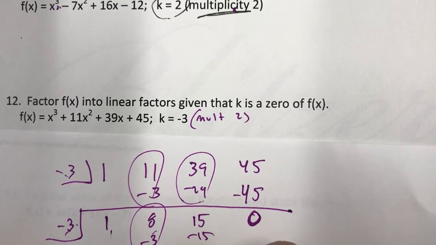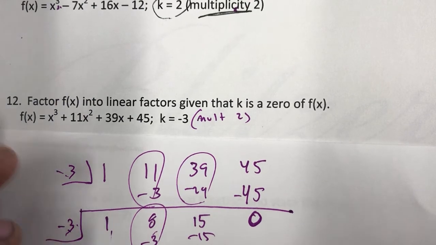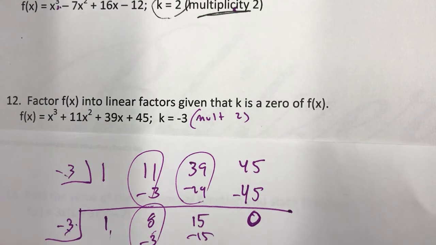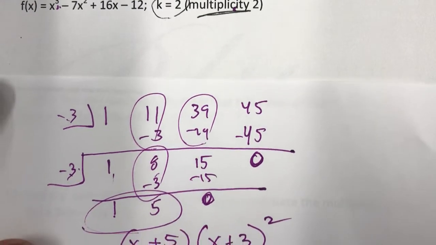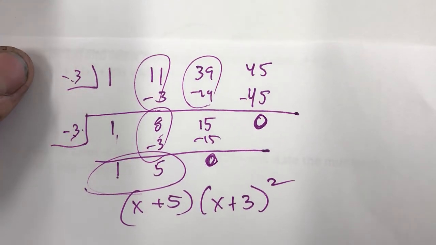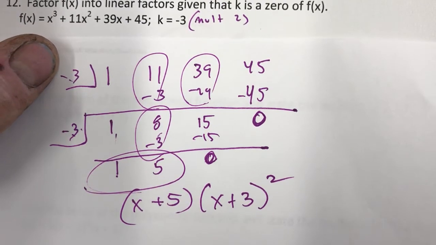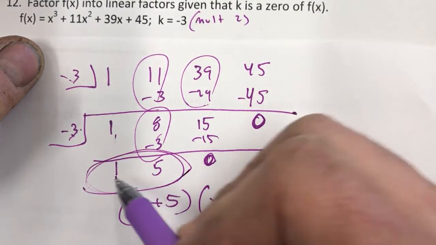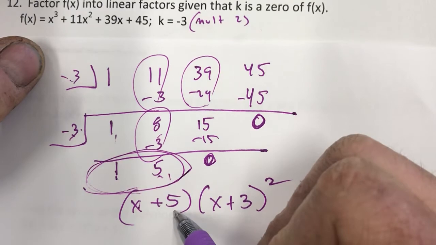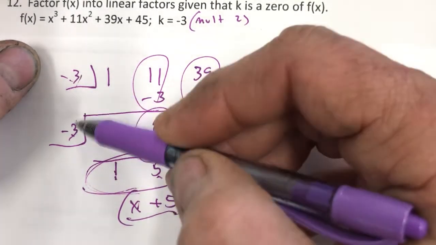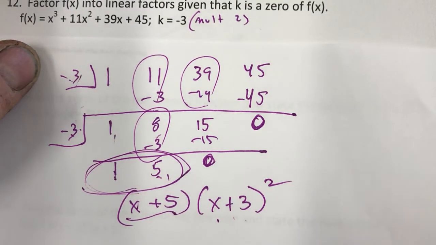So what I'm left with here is 1x plus 5. There's a factor. And I've got this -3, so x plus 3, and I've got it twice. Uh-oh, it wasn't on there. I apologize. Got involved in it and wasn't paying attention. So I did my 3, it did it twice, and I ended up with 1 and a 5, which is 1x plus 5. There's my factor there, and I did -3 twice, so x plus 3 squared.